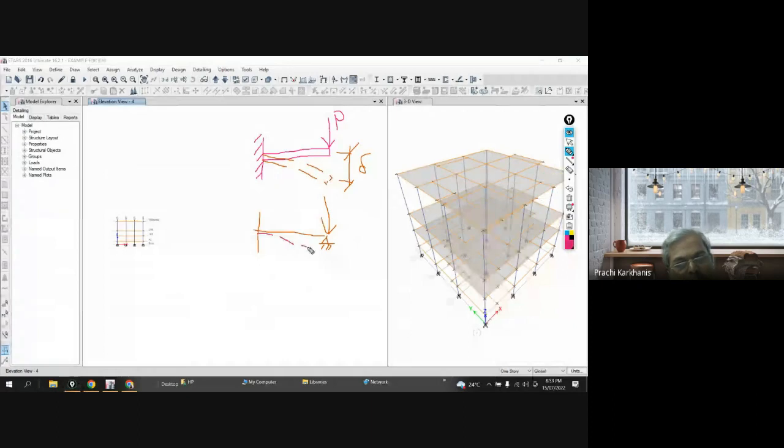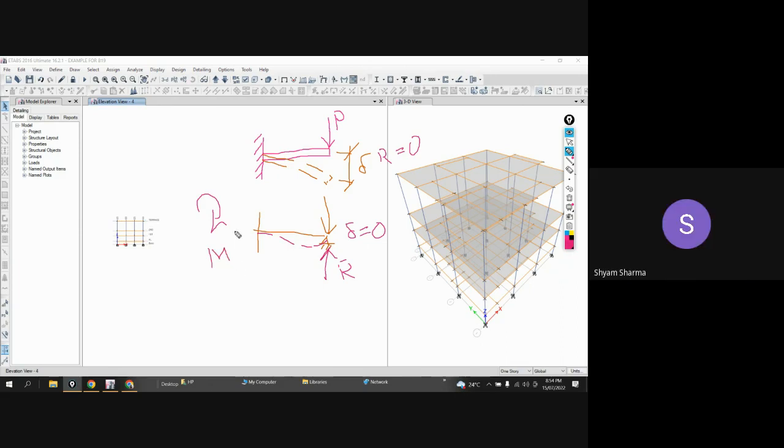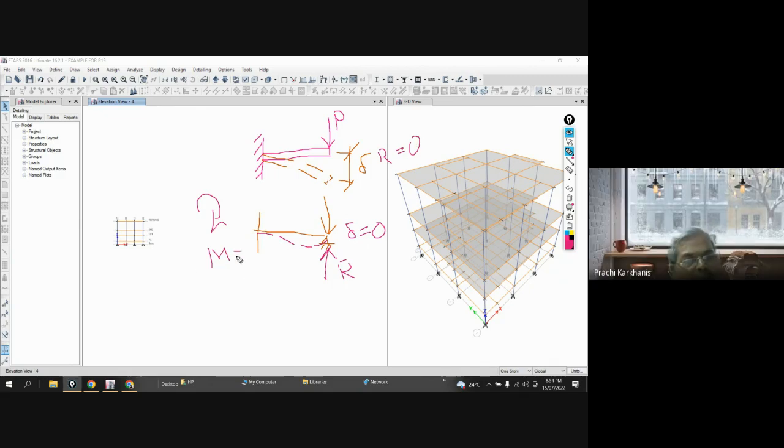So you will see it, and there will be reaction. Okay, so this will be R, and delta will be 0. Here delta will be something, but R will be 0, because there is no reaction. Free to move down. A reaction will come in picture only when it is restrained. The movement is restrained. So if your rotation is restrained, then you will see moment. If rotation is not restrained, you will see M equal to 0.